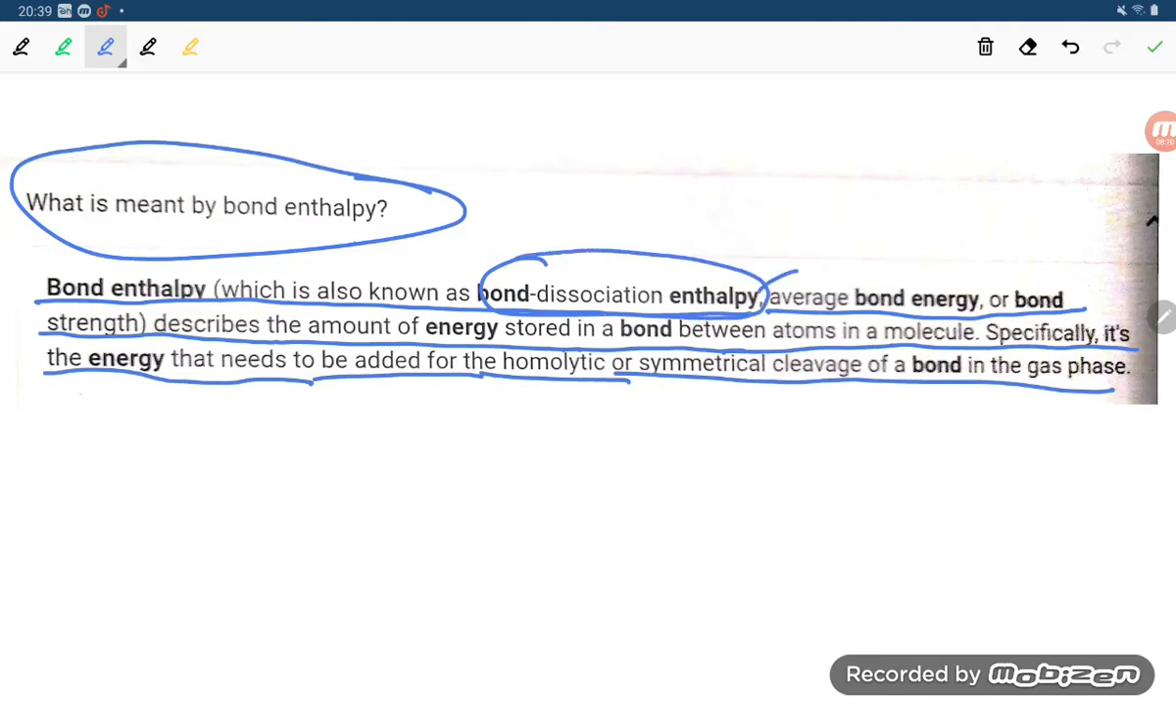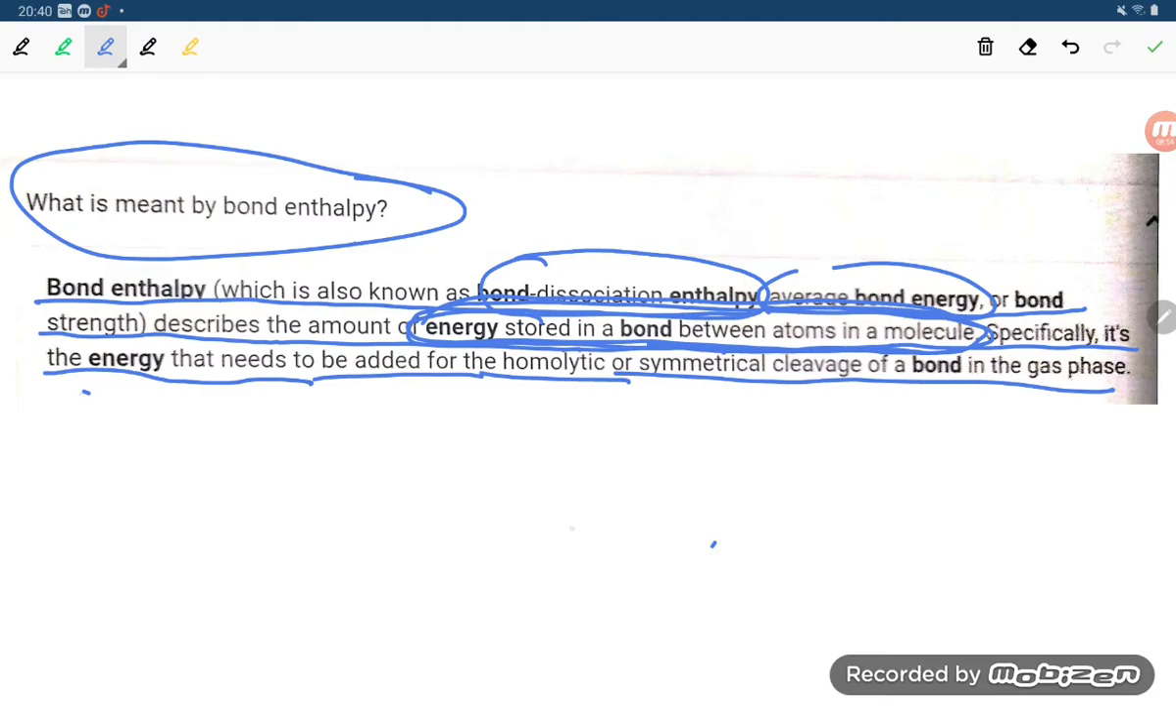So bond enthalpy is the amount of energy stored in a bond between the atoms. Specifically, it is the energy that needs to be added for homolytic symmetrical cleavage. It means how much energy is required to break a bond, students, because every bond has some amount of energy. Suppose we take H-O-H, or you can take some other example.